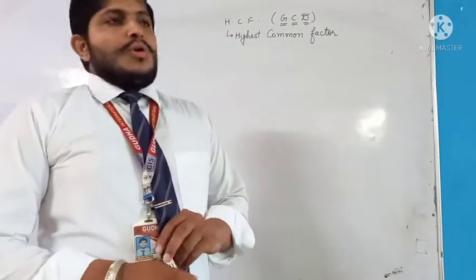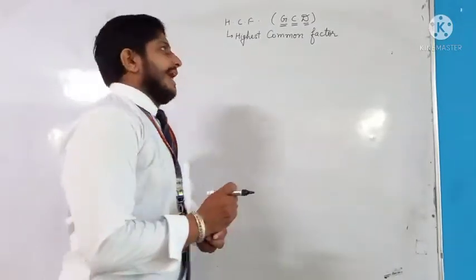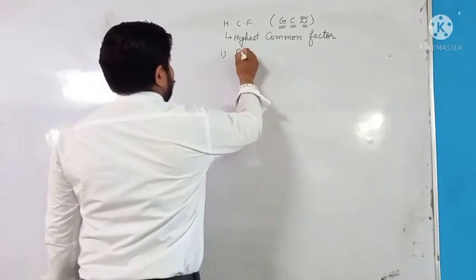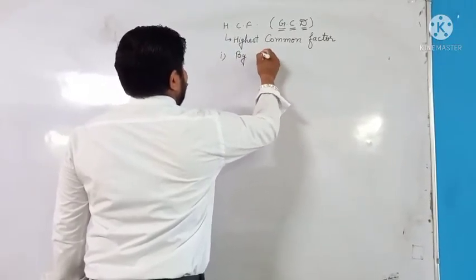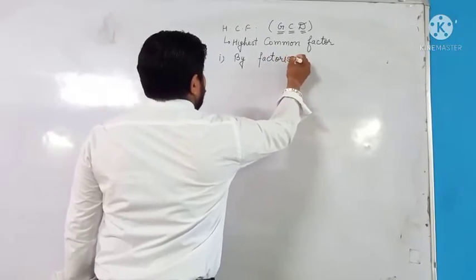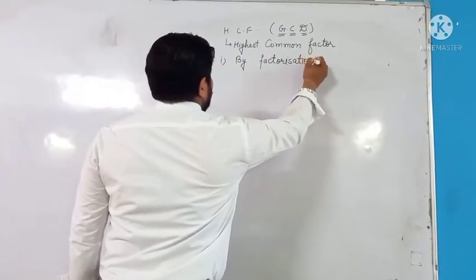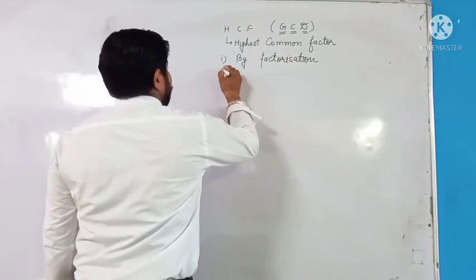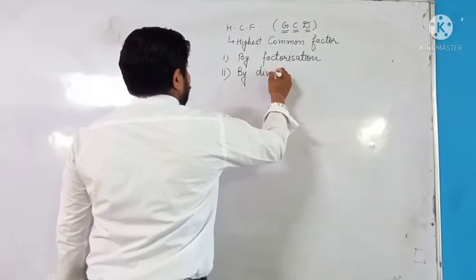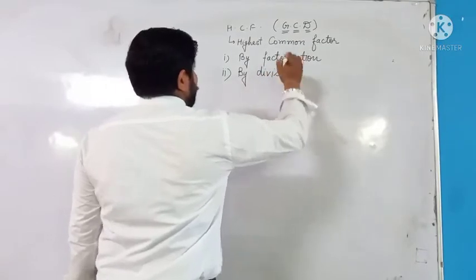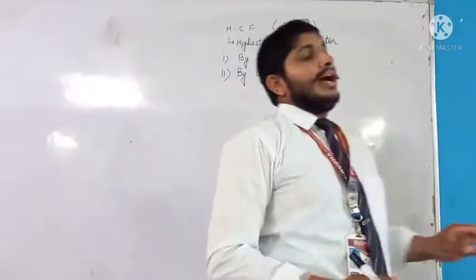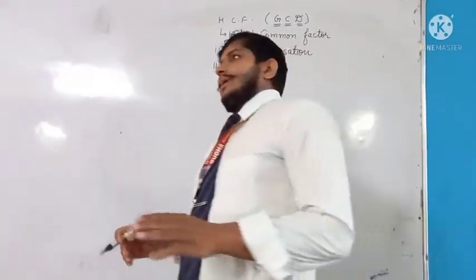Okay, so by which methods do we find HCF? There are two methods, beta. By factorization method we find the HCF, and second, by division method we find the HCF. I will discuss how we find the HCF by both methods in this video.